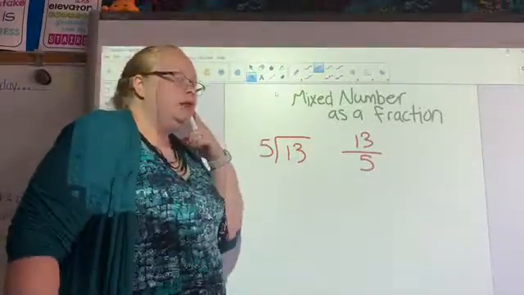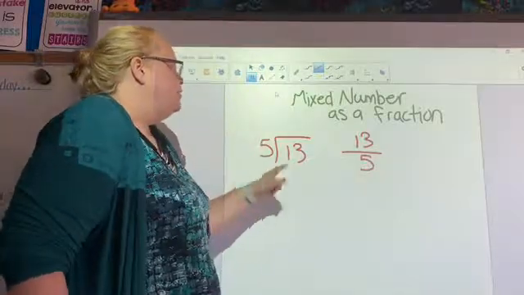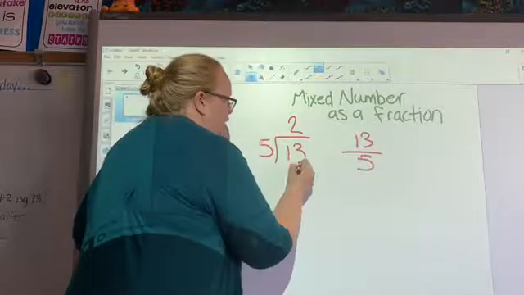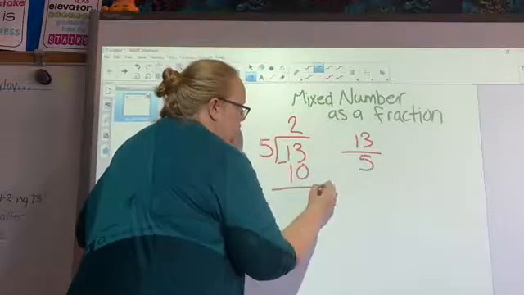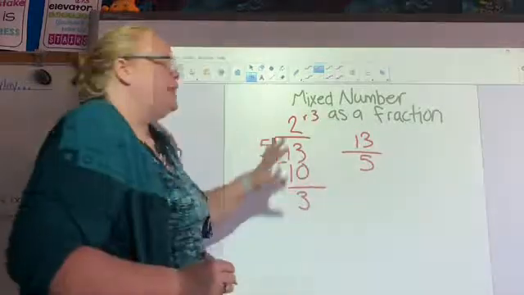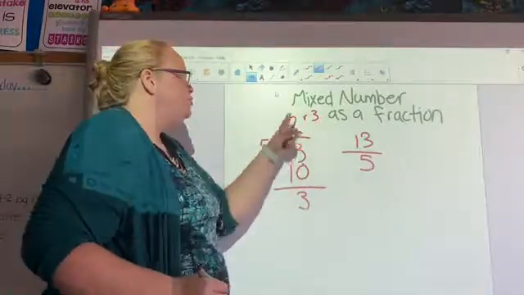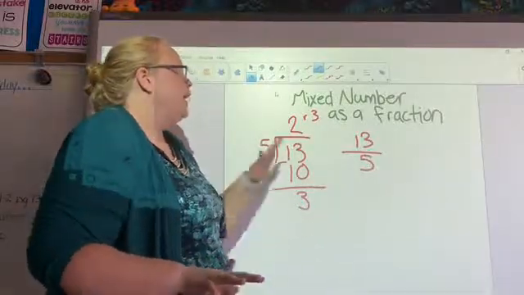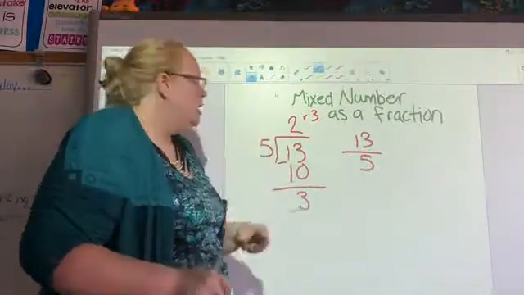And they should be able to go, oh, I know 5 goes into 13 2 times. 2 times 5 is 10. Subtract, 3. And now this is where it gets tricky. They want to stop right there. They give me 2 remainder of 3. That is not what I'm asking for. I am asking for a mixed number fraction.